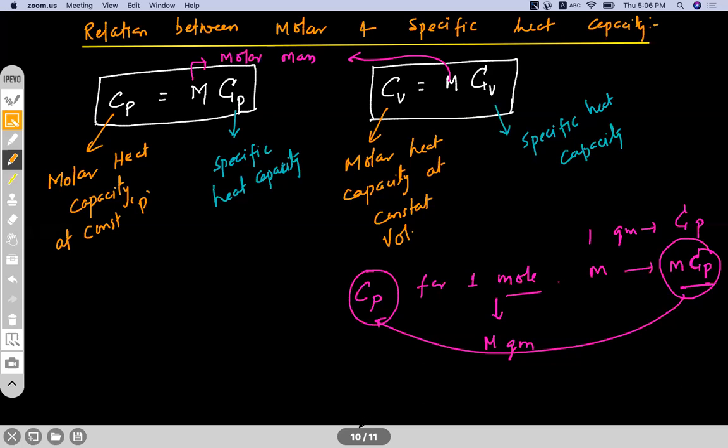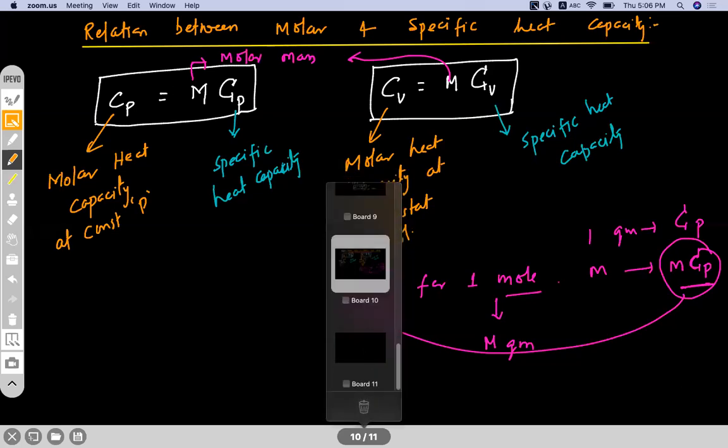We will discuss one question on this later, because a few more things we need to understand first, and then we'll discuss a question on this. You will understand how they ask questions here. That we'll do after the first law of thermodynamics.